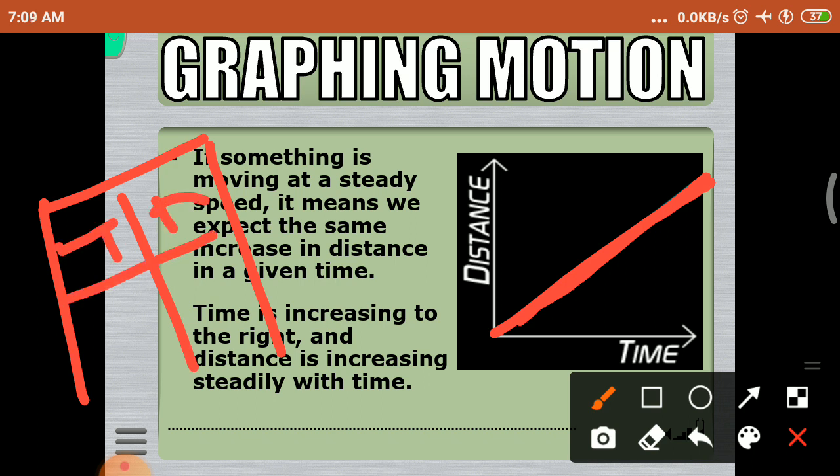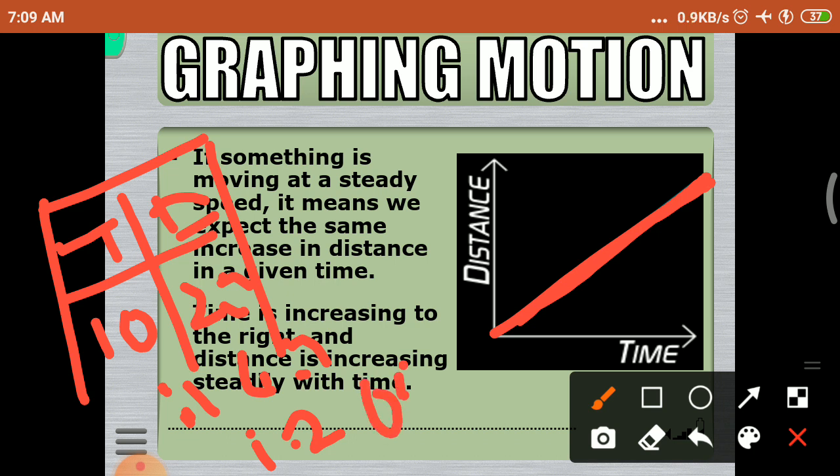At 10 o'clock, it covers 20 kilometers. At 11 o'clock, it covers 40 kilometers. At 12 o'clock, it covers 60 kilometers. And look at these readings. In the first reading the distance is 20 kilometers. In the second, it covers 40 kilometers.